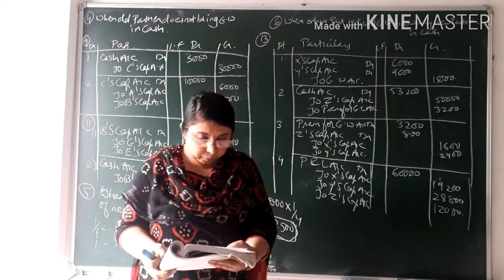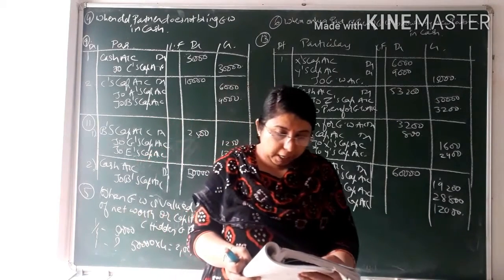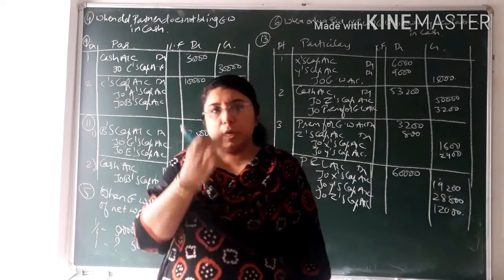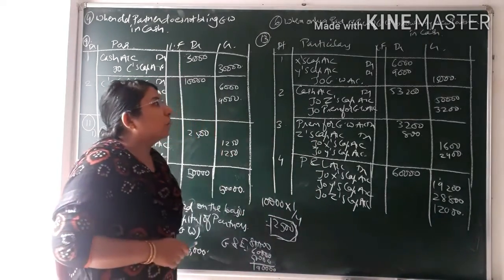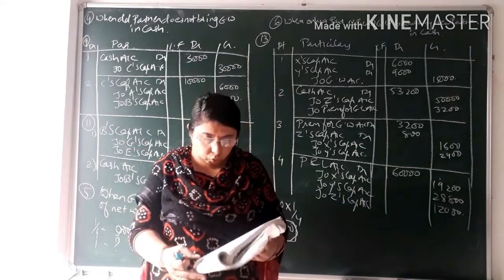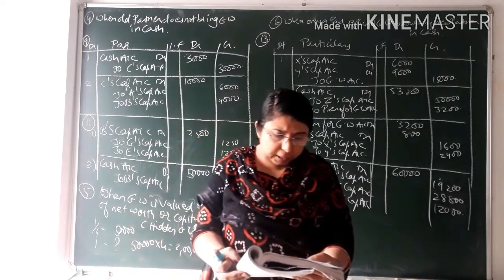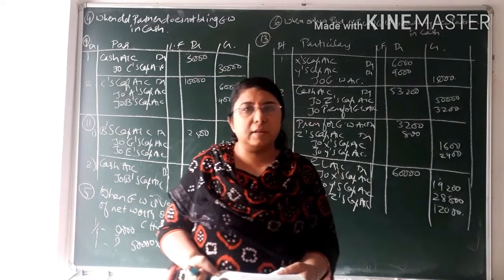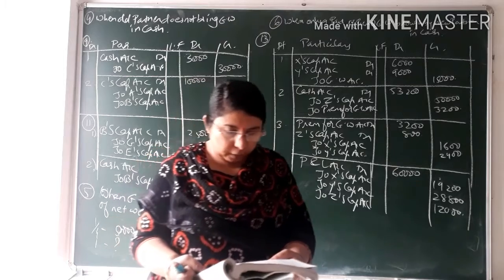Let's read the question. Ninth question: A and B are partners sharing profit and loss in the ratio of 3:2. There are two old partners, A and B, and their old profit sharing ratio is 3:2. They admitted C as a new partner for 1/5 share. Now the new partner C is admitted for 1/5 share in profit.